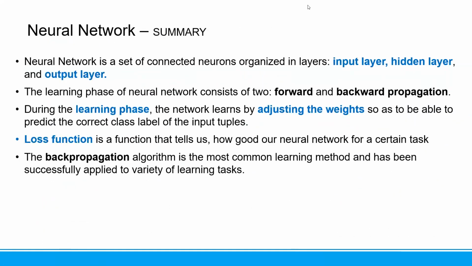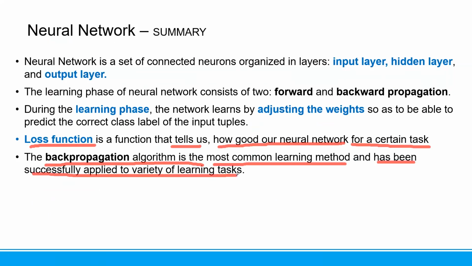And we need to have a loss function. This function will tell us how good our neural network is for a certain task. So we have the loss function for binary classification, the loss function for multi-class classification, and the loss function for regression. And the backpropagation algorithm is the most common learning method, and it has been successfully applied to a variety of learning tasks.